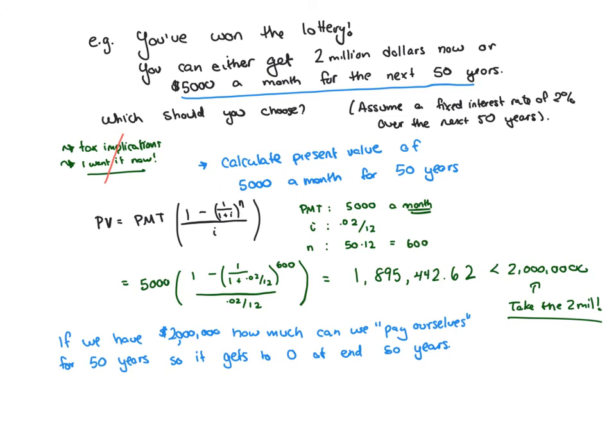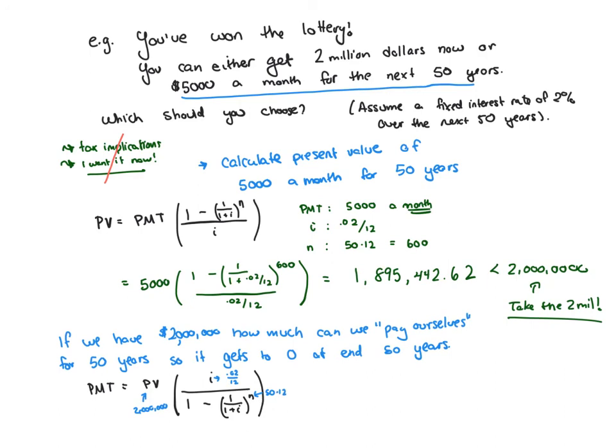So I'm going to have my other formula here. The payment that we can make to ourselves is the present value, that $2 million, times I over 1 minus 1 over 1 plus I to the N. So our present value here, that's our 2 million. My I is that interest rate of 2% divided by 12. And then our N is going to be the 50 years times 12 months in a year.